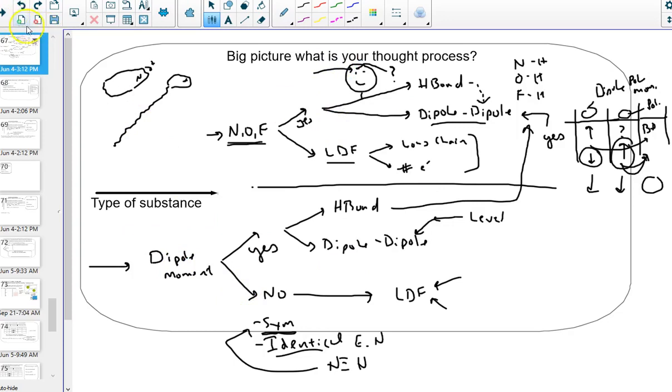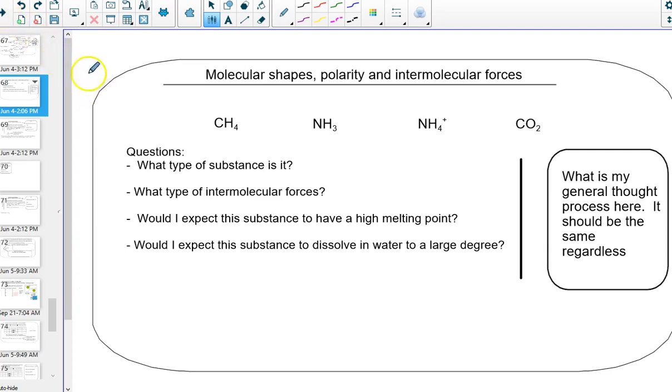Next idea here. Molecular shapes and number of forces. Again, we're just throwing out some general thought process. We just talked about this. All right, questions. What type of substance is it? What type of internal forces are present? What would I expect to have a higher melting point? Would I expect the substance to dissolve in water to a large degree?